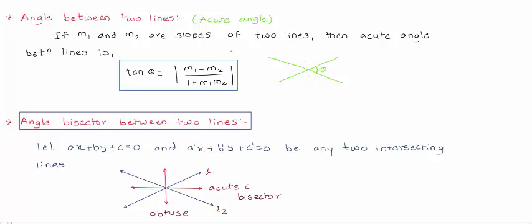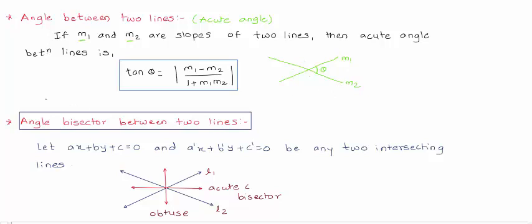Okay. Now to find acute angle, we require M1 and M2. Look at this. If M1 and M2 are slopes of two lines, then acute angle between lines is tan theta equals mod of (M1 minus M2) upon (1 plus M1 M2). Okay, so to get angle, we always hunt for slopes of two lines.